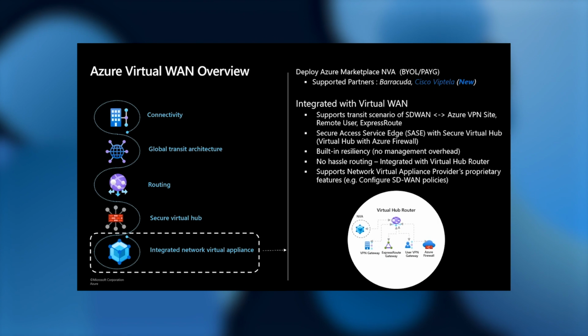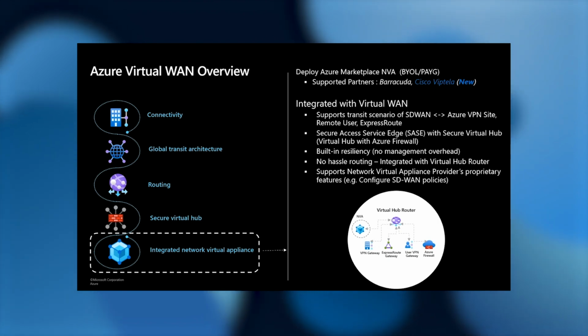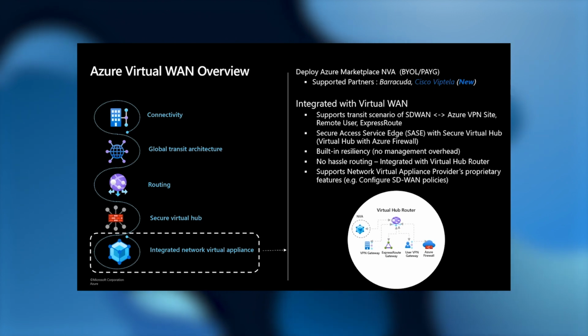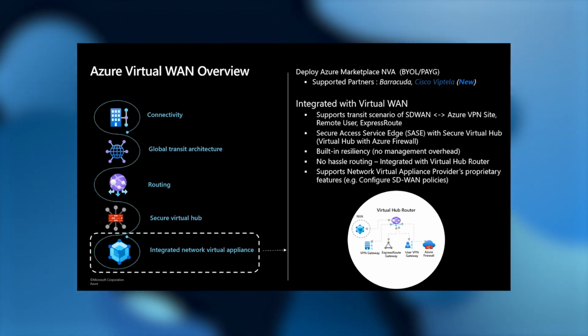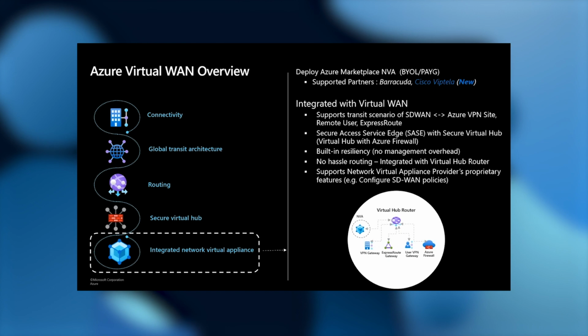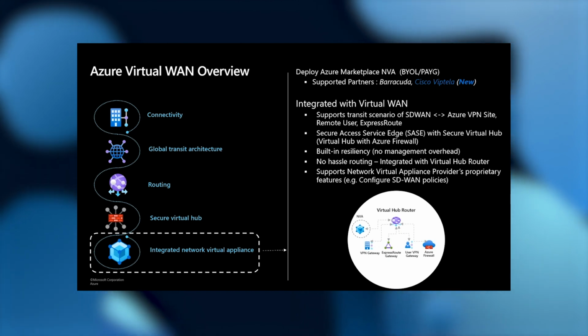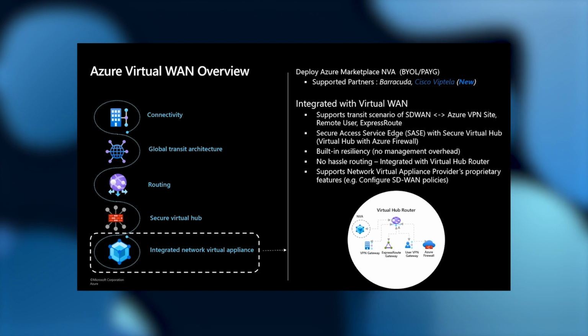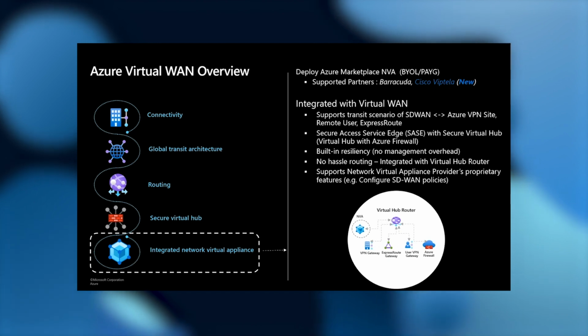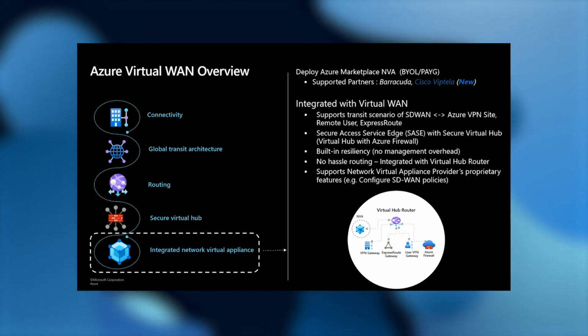There is no-hassle routing, and what that means is you don't have to deploy user-defined routes, or UDRs, to your NVAs. As soon as you put the NVA inside the virtual hub, the routing kicks in. There is BGP between the NVA and the virtual hub router, and it's just one happy family inside the hub of gateways. And last but not the least, the cool value prop is this virtual appliance provider can actually keep their secret sauce or the proprietary IP because it keeps all the features intact.